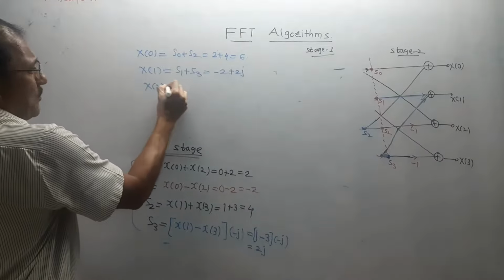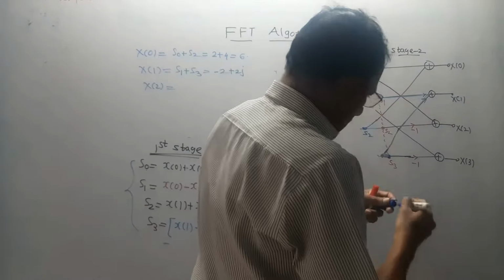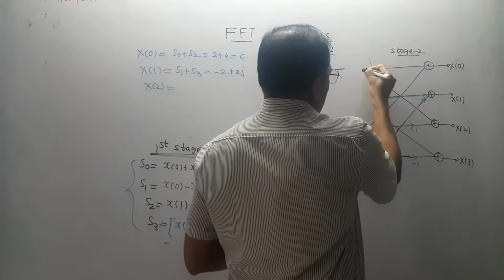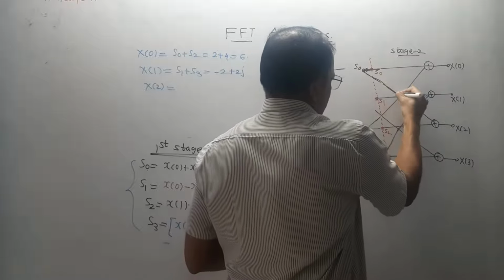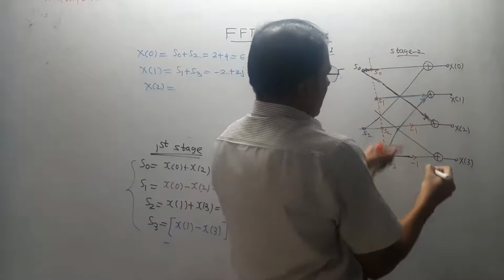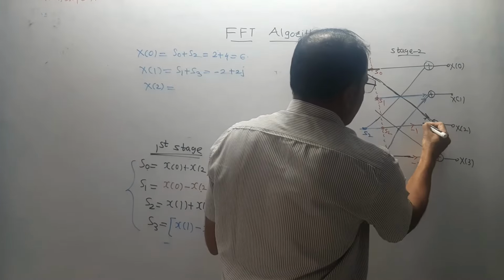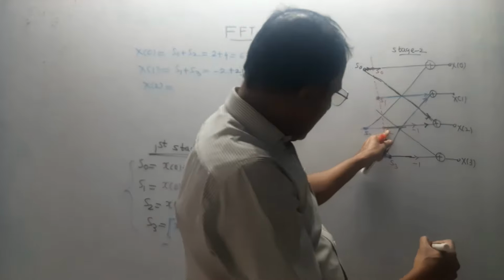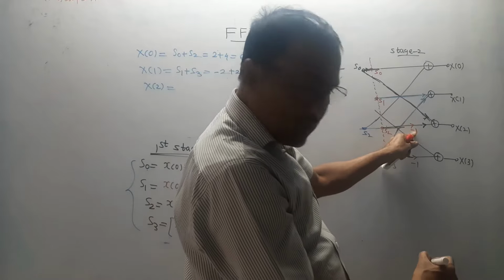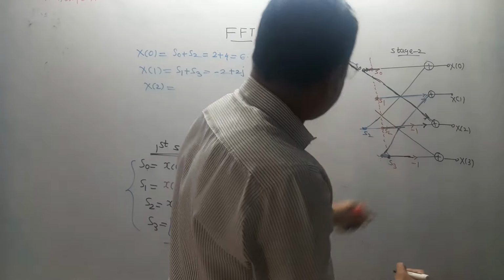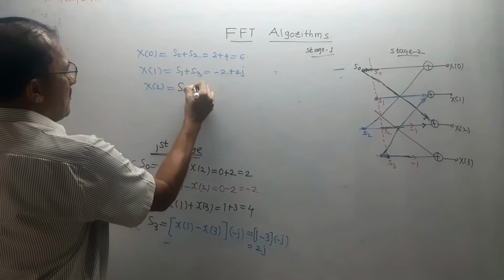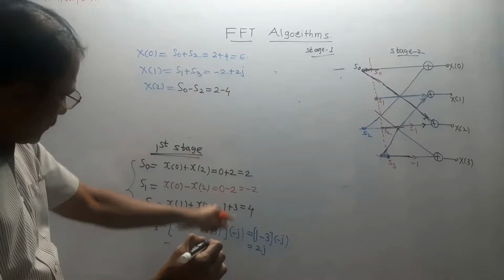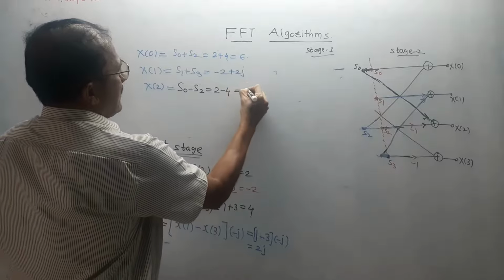Then X of 2. Again we will refer to this diagram. What are the connections for X of 2? The connections are this line. This line is for S0, the same point, H0. So this line I am talking about. And one more line is connected. This one. So it is S0, then S2, and it is multiplied with -1. So it is H0 minus S2, which is 2 minus 4. I am referring to these values. H0 is 2, S2 is 4, which gives -2.